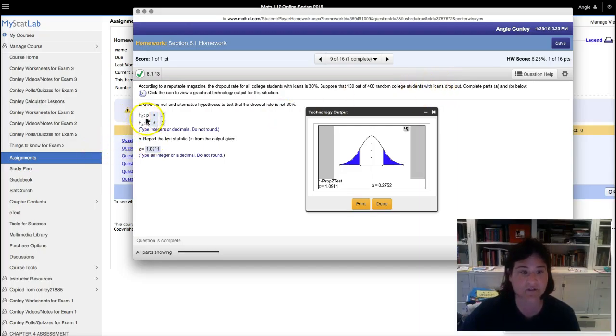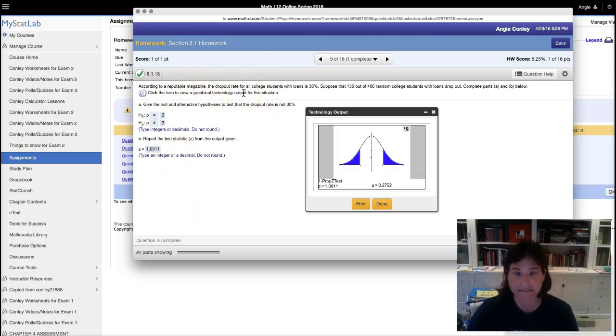Assuming that the true proportion of dropout rates for all college students with loans is 30%. So I got all three components. That's a long sentence, but I got all three components, and you need to practice this. I don't want to hear you just say the components. The p-value is a probability that we get the results we got, assuming the null is true. I want you to put it in context of the problem.